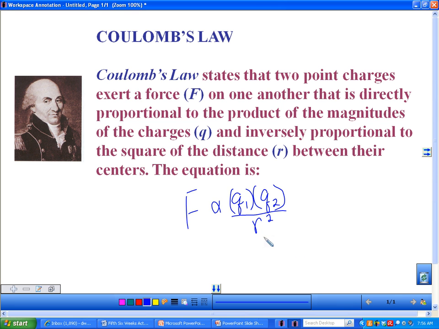Okay? Well, that makes sense because the farther they are apart, the less force they're going to have on each other. The bigger the charges, the more force they're going to have on each other. The closer they are, the larger the force. What's the matter? Is proportional to? Okay. So this sign right here, this little symbol that we were asking about, that's the alpha. Means is proportional to.